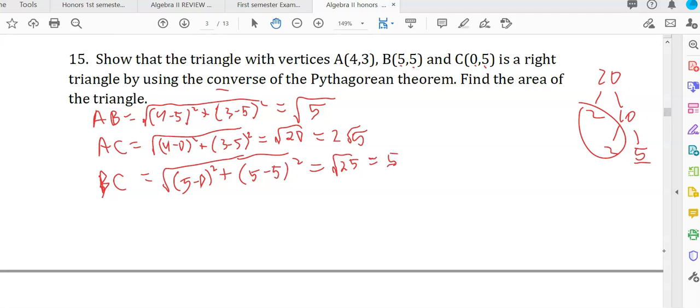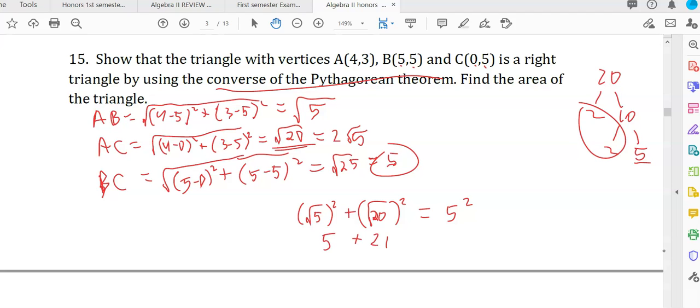So using the converse of the Pythagorean theorem, I'm going to say this looks like the biggest side, so I'm going to say square root of 5 squared plus, I'm going to use this instead, I think it's just going to be easier here. Square root of 20 squared should equal 5 squared, right? The longest side is that one. So that would be 5 plus 20 equals 25. That's true. Yes, we have proved it.